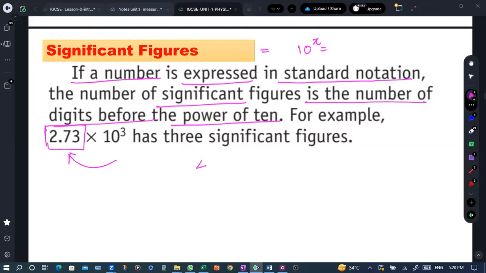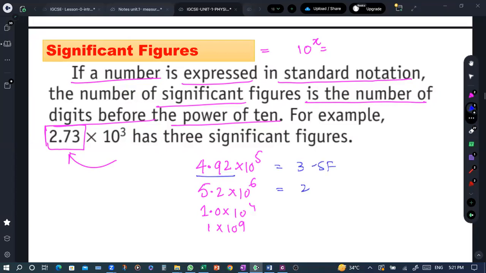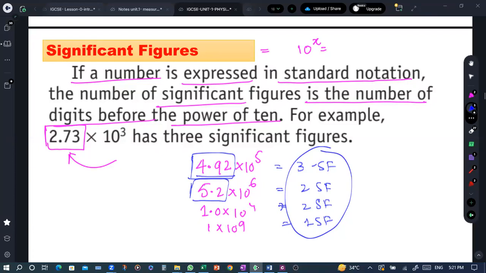For example, if I have 4.92 into 10 raised to power 5, 5.2 into 10 raised to power 6, 1.0 into 10 raised to power 4, and 1 into 10 raised to power 9, these all have different significant figures. Here, the number of significant figures is 3. Here, 2 significant figures. Here, 2 significant figures. Here, 1 significant figure. Right? So when you write a number in terms of power of 10, the number of significant figures is all the digits before the multiplication sign. Is this clear to all?